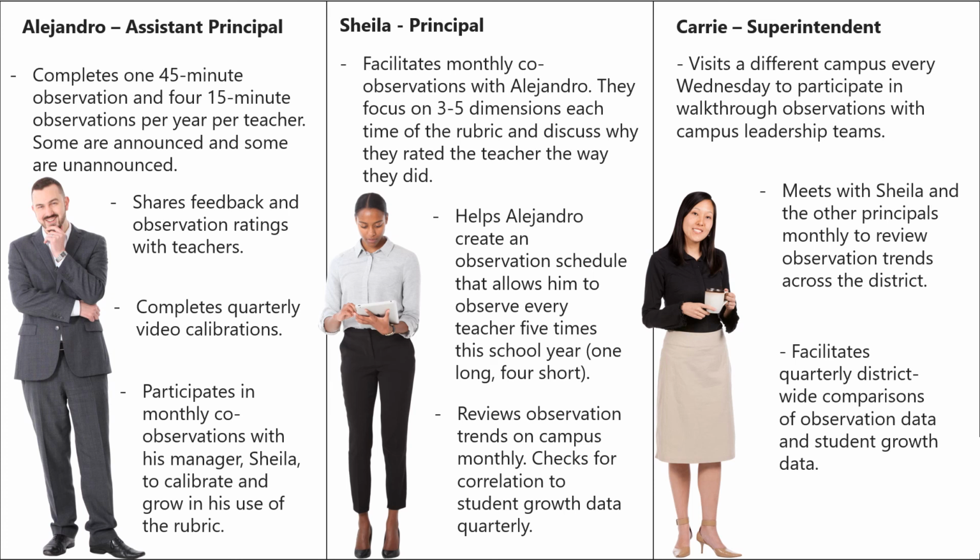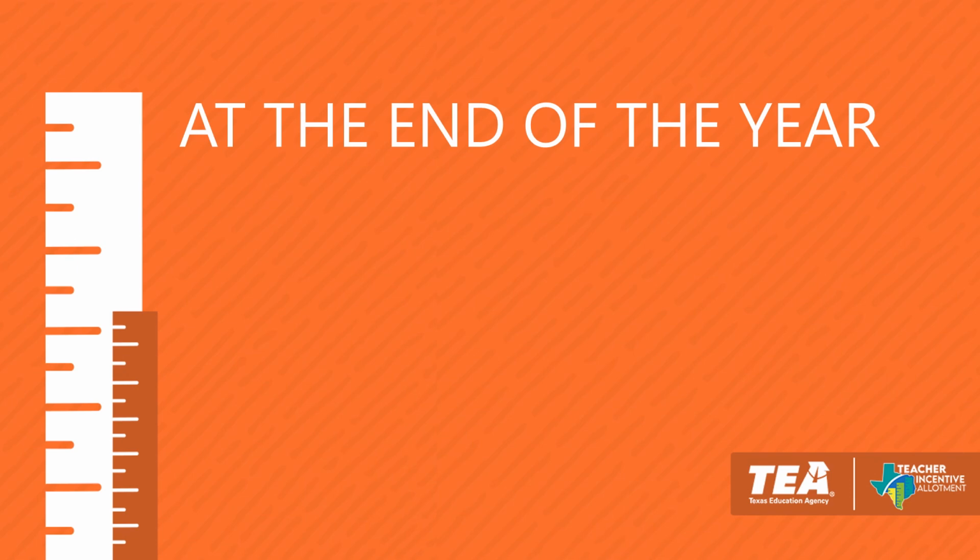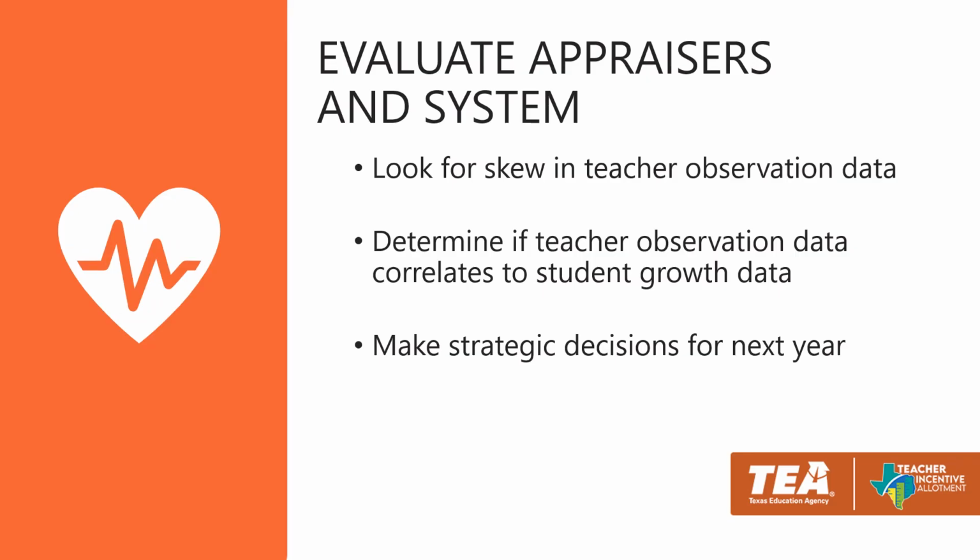For some people, it makes sense to them to think about strong observation systems in terms of a timeline, what's happening during each part of the year. For other people, it's more helpful to think about this in terms of roles and responsibilities, or who is doing what. And now we've arrived at the end of the year. At the end of the year, districts should take time to analyze observation data from the entire year to determine where skew existed, where a lack of correlation between student growth data existed, and how to improve teacher observation practices next year. And the cycle continues to repeat itself.